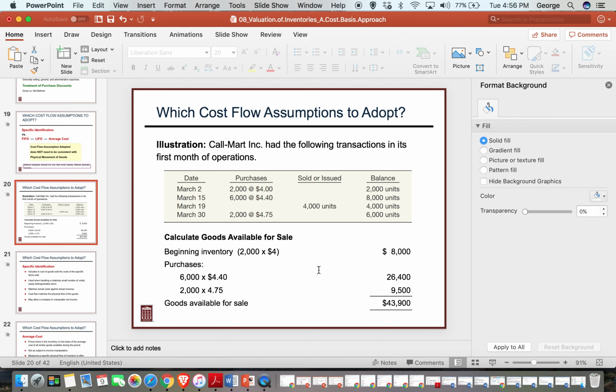And then we sold 4,000 units. So my total goods available for sale are these three lines: 2,000 times 4, 6,000 times 440, and 2,000 times 475.